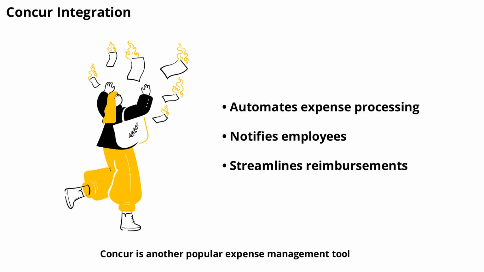Concur is another popular expense management tool. Power Automate integration enables automatic processing of expense reports, approvals, and reimbursements. For example, when an expense is approved, Power Automate can update records and notify the employee, streamlining the entire process.